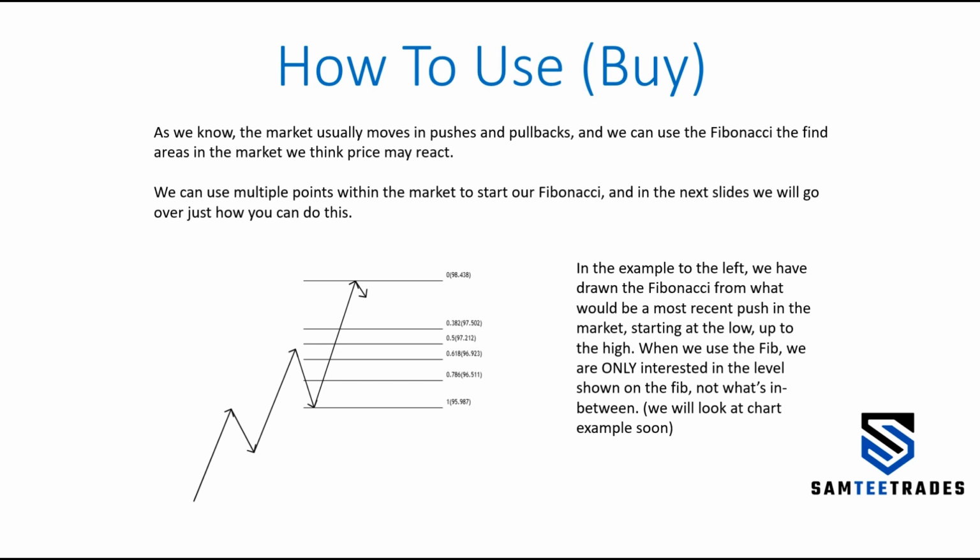But going back to this, you are just going to draw a Fibonacci from the most recent low to the most recent high. And then with these areas here, we can look to start finding confluences that back our bias. Okay? So when we are using the Fib, we are only interested in these levels here because these are the ones that are on our Fibonacci.